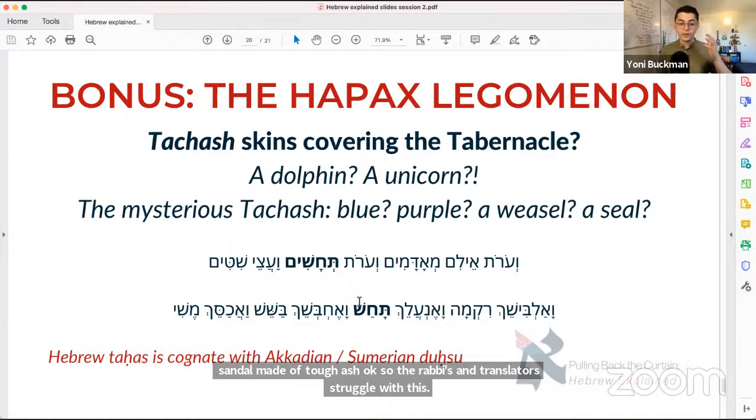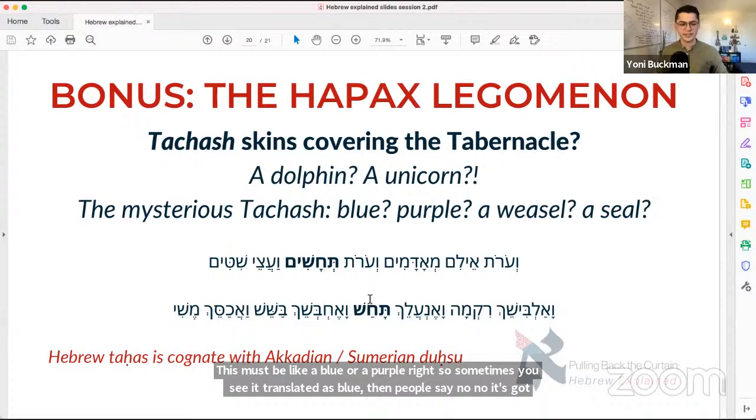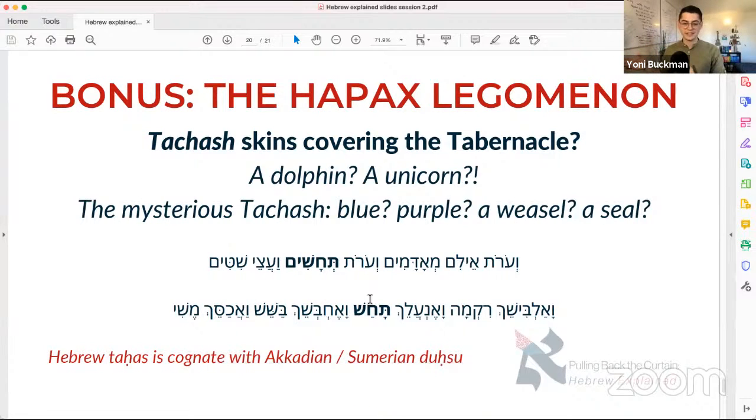But then they say, wait, it's the outermost layer. It must be waterproof. So it must be an aquatic animal. So now you start getting seals and dolphins and whales and all these beautiful things. And of course, a Bible teacher will always say, oh, it was definitely dolphins because I went to Eilat once and I saw that there were dolphins. So they had dolphins. Okay, it's true that there are dolphins near Eilat, but are they dolphin skins?